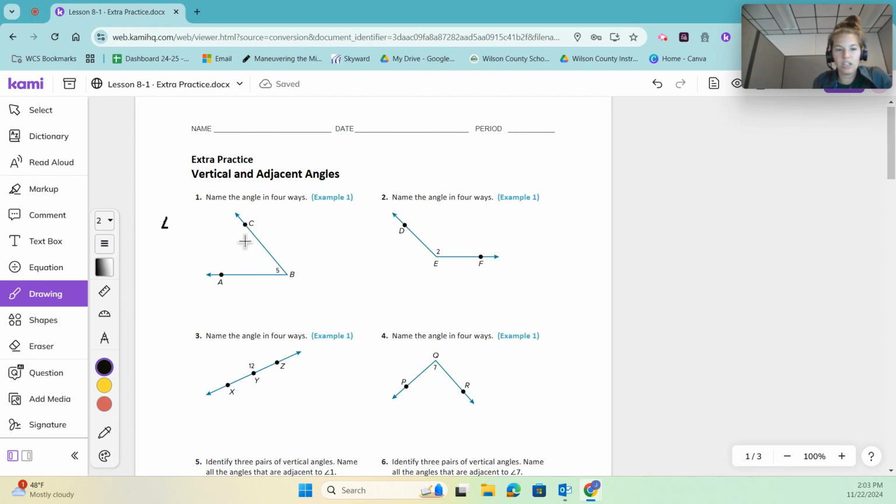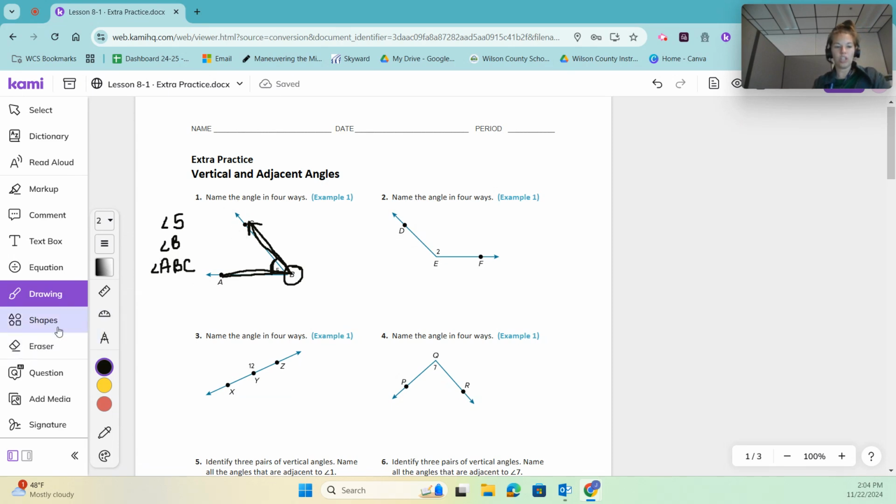This is our symbol for angle. We can follow this angle here. This is the angle that we are labeling. You can see here that we can call it angle 5. We can call it angle B. We can also label it angle ABC, because if I follow this angle around, I hit A first, then B, then C. Notice B is the middle letter.